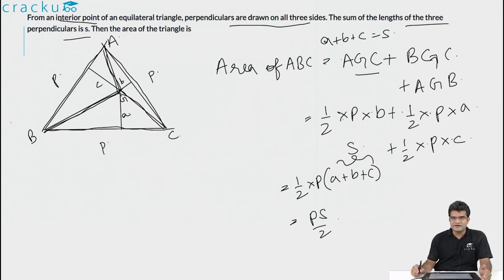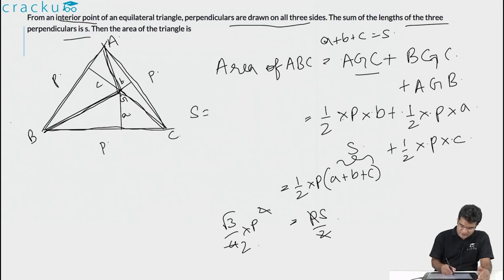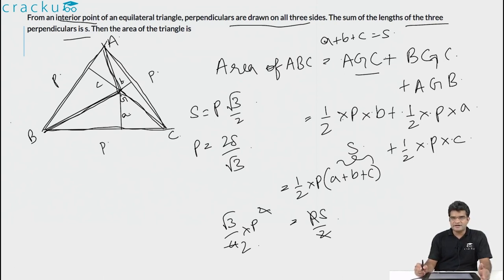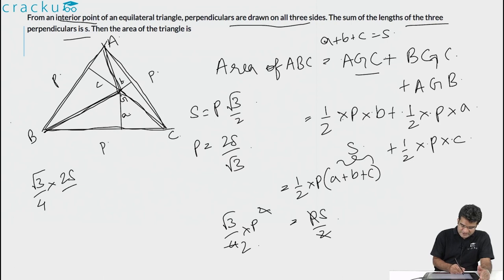But what is the area of an equilateral triangle? The area of an equilateral triangle is equal to root 3 by 4 into P square. So here we can cancel 1 P and we can cancel 2 over here, and the value of S is equal to P into root 3 by 2, or the value of P is equal to 2S by root 3. So if you are trying to calculate the area of the equilateral triangle in terms of S, we have to calculate the value of root 3 by 4 into P square, which is equal to root 3 by 4 into 2S by square root of 3 into 2S by square root of 3. This is the area of the equilateral triangle. We can simplify this. We can cancel 4 in the denominator and root 3 in the numerator. This will equal S square by root 3.